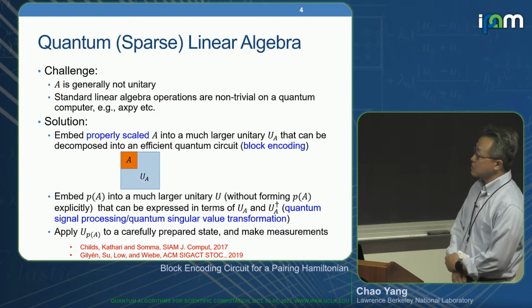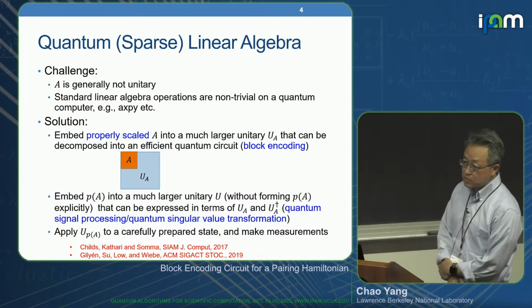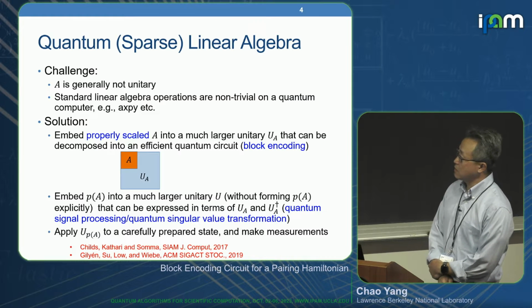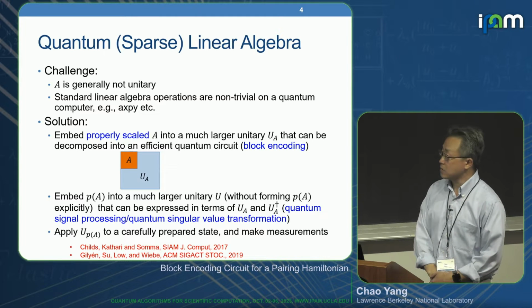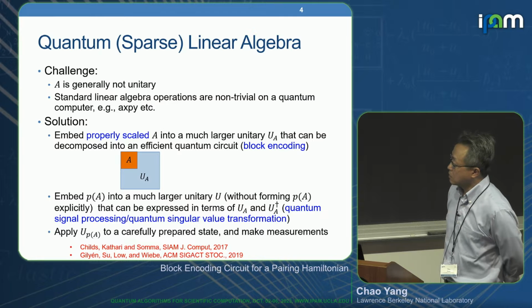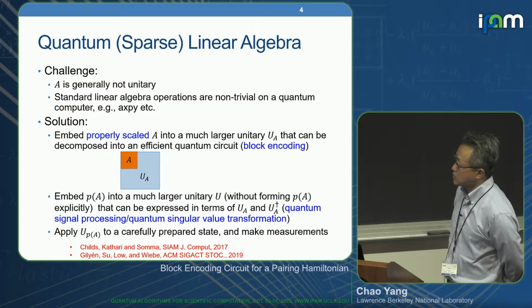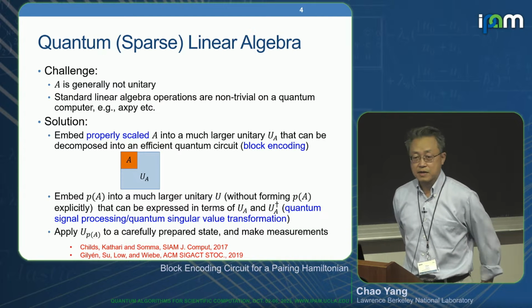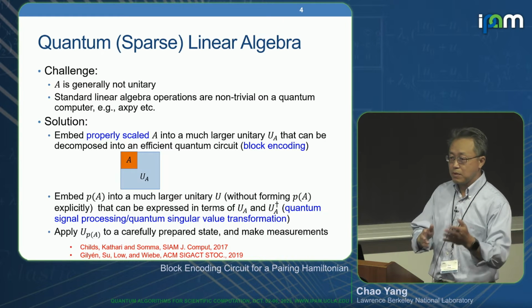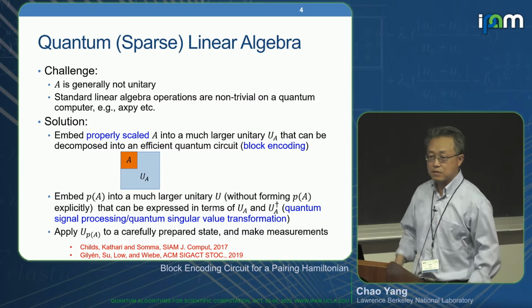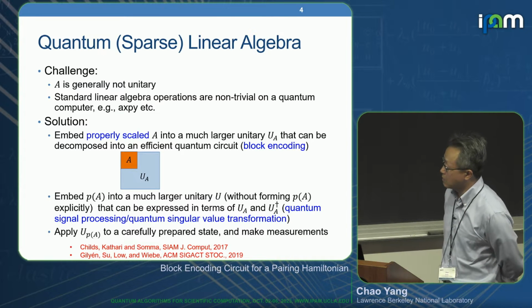Of course, doing this on a quantum computer is challenging for several reasons. One is that A is generally not unitary, so you have to perform unitary operations on a quantum computer. Also, some of the standard linear algebra operations are non-trivial on a quantum computer, things like SAXPY, multiplying a vector and adding it to another vector. These things are not easy to do on a quantum computer.